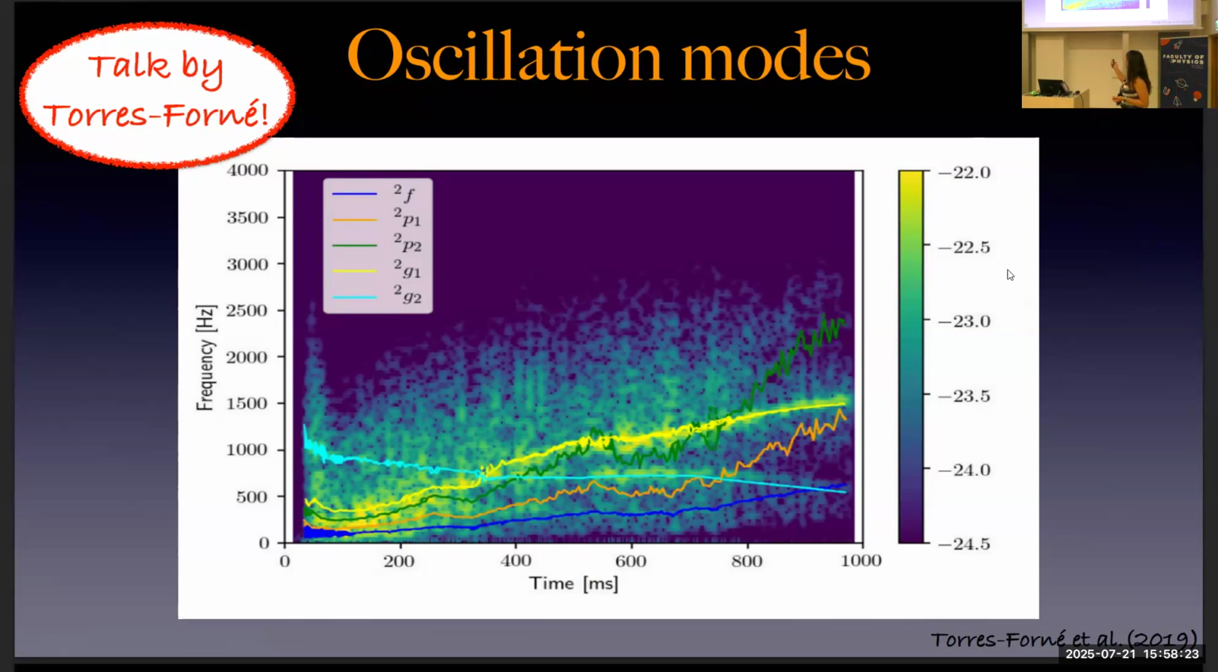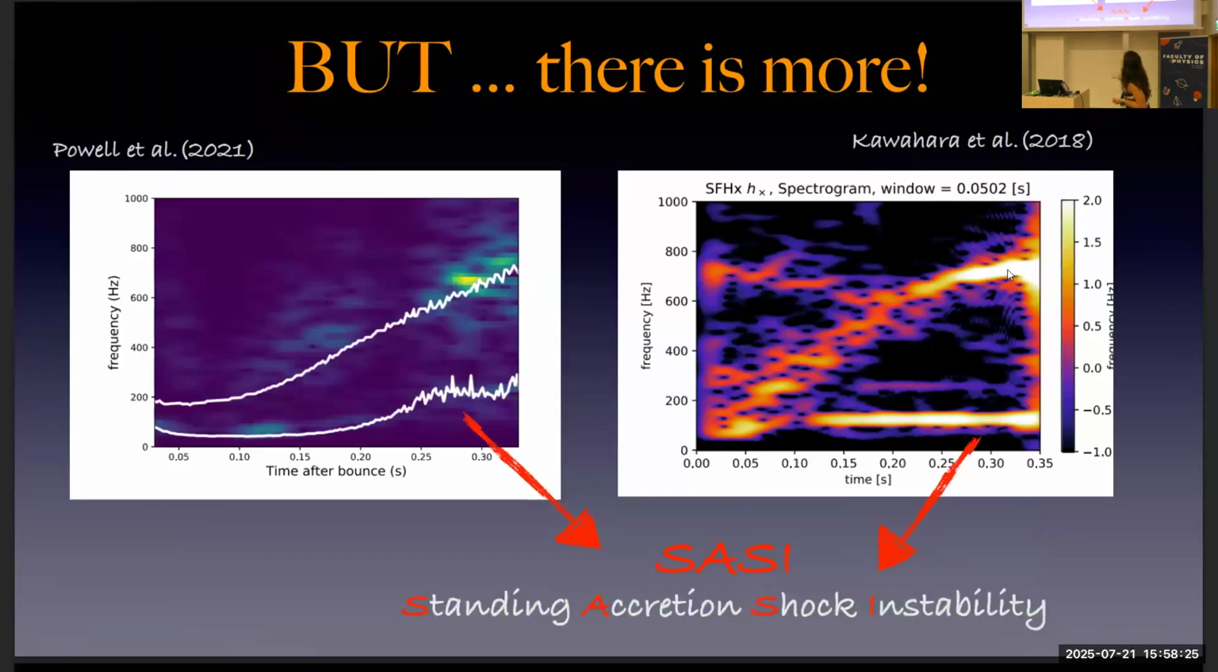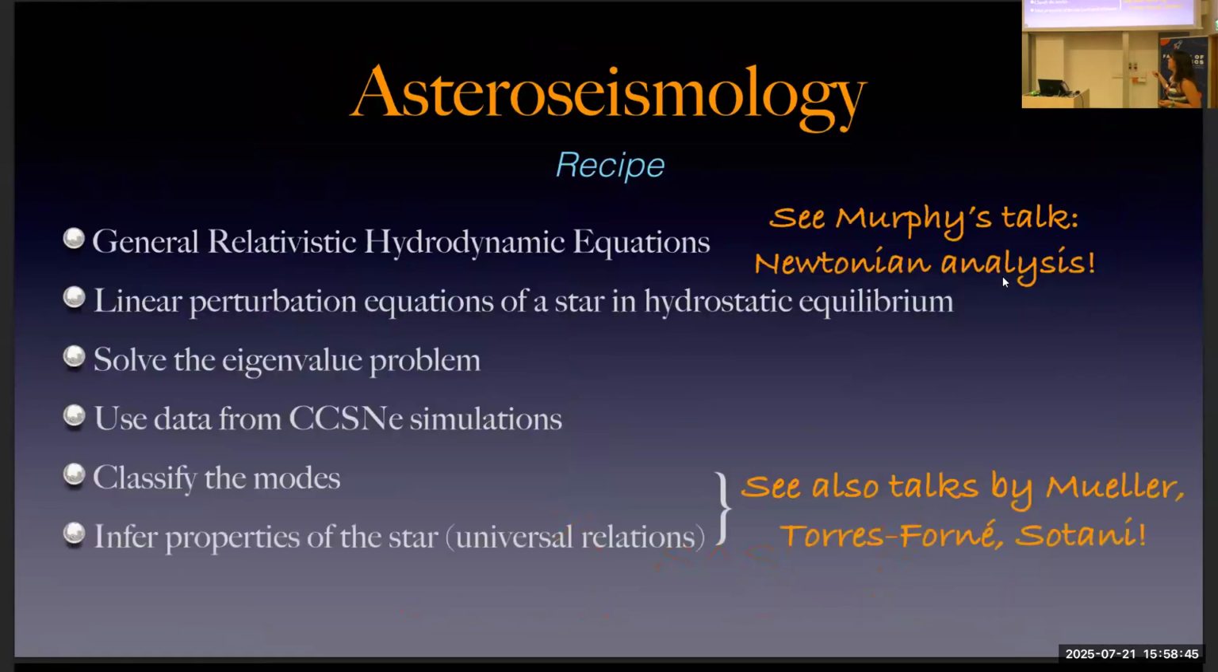But as we all know, this is not the whole picture because we also have SASI, which is the standing accretion shock instability. This is the characteristic oscillation frequency of the shock, and we expect it to be below 200 hertz. So this is something that we really want to capture. So how are we going to do that?